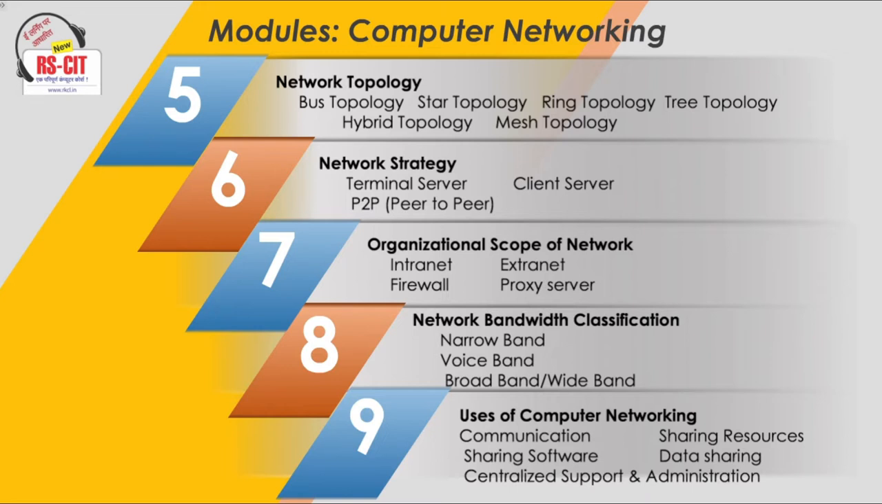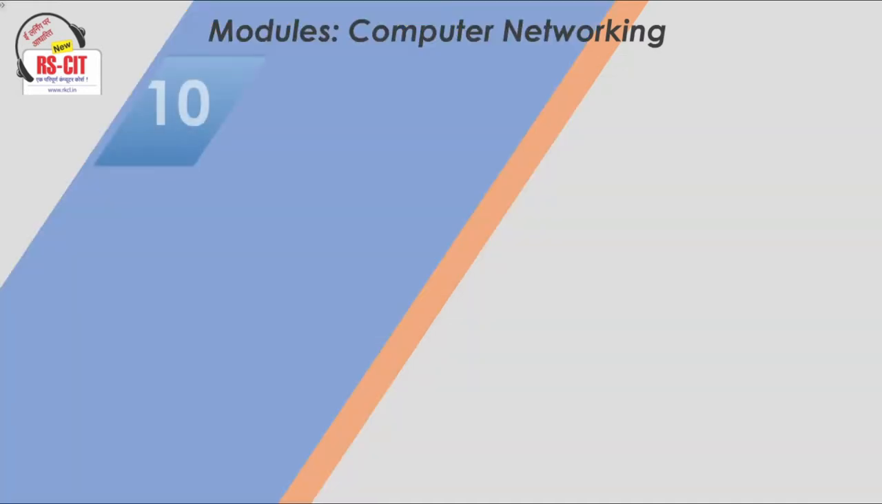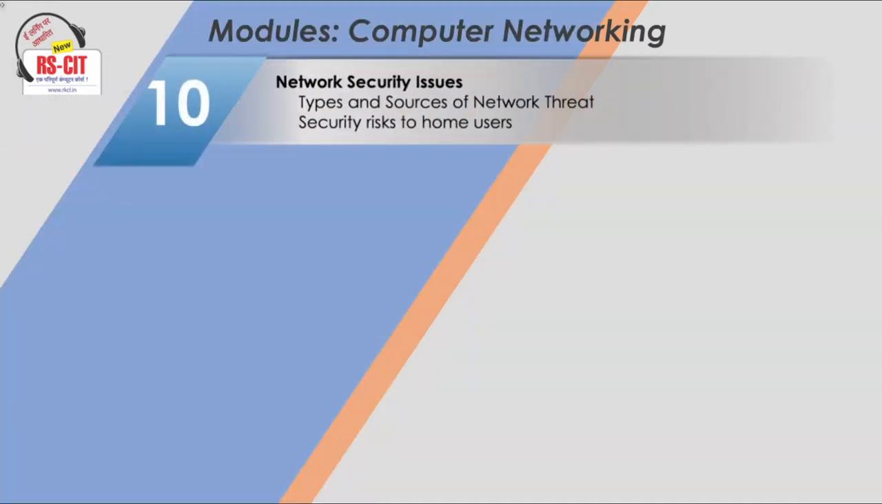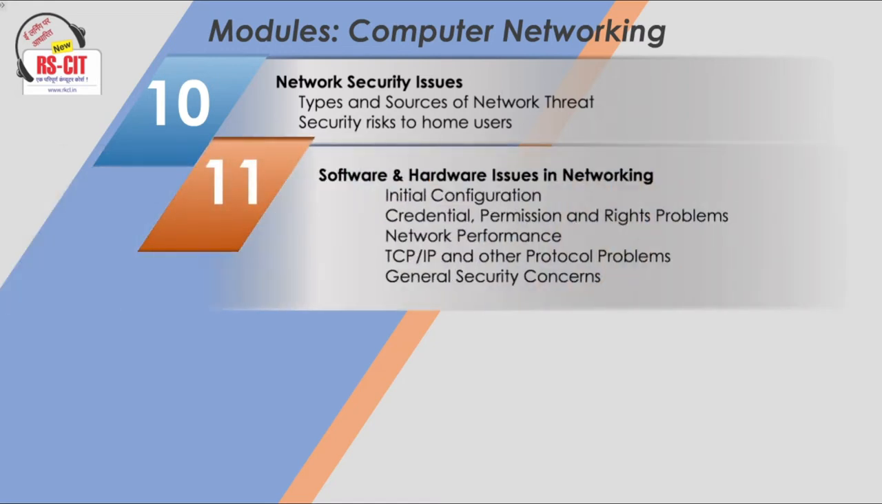Networking, Communication, Sharing Resources, Sharing Software, Data Sharing, Centralized Support and Administration, Network Security Issues, Types and Sources of Network Threat, Security Risks to Home Users, Software and Hardware Issues in Networking, Initial Configuration, Credential, Permission and Rights Problems, Network Performance, TCP, IP and Other Protocol Problems, General Security Concerns.